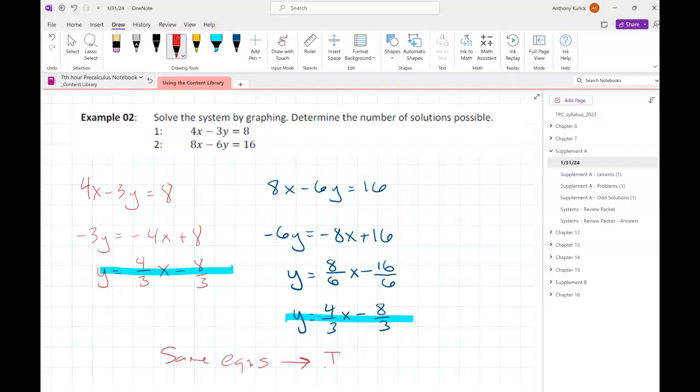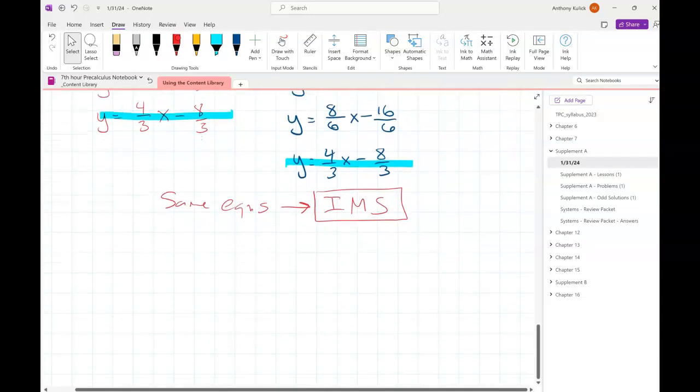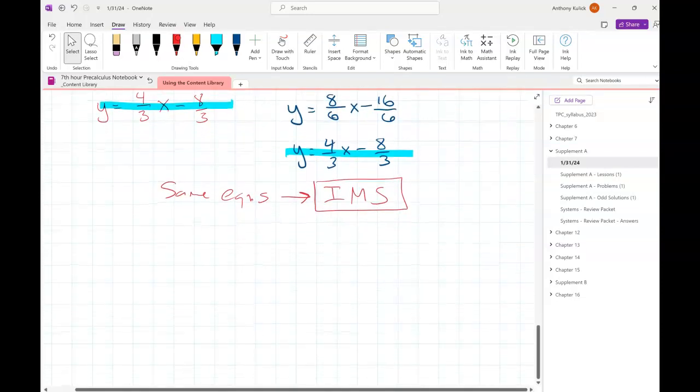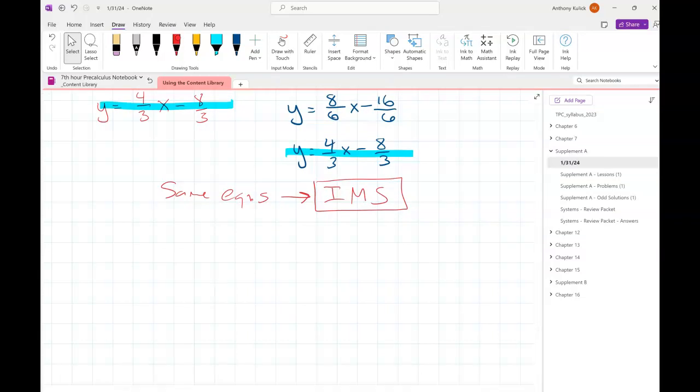So what does that tell me? Infinitely many solutions. I use that abbreviation IMS because there's a lot of letters in infinitely many solutions, and I'm not about that brevity thing. Feel free to use that abbreviation as well. What do you guys think?